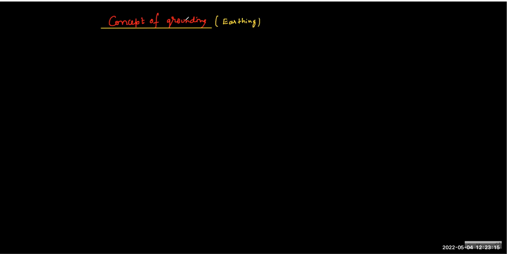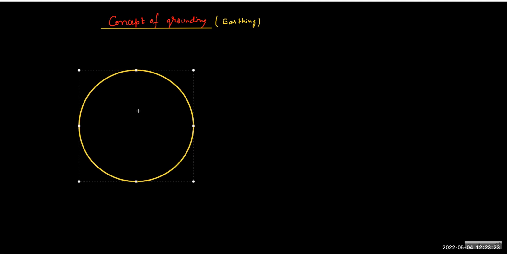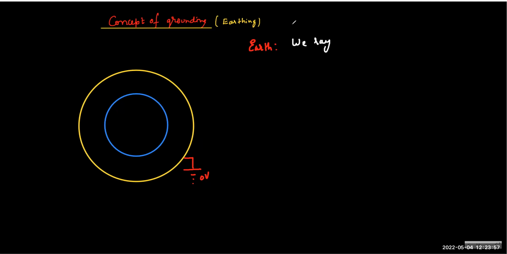So again, if I have a shell, and let's say we have two concentric shells. This is the symbol or diagram for the ground, which means it is connected to the earth. And there are some assumptions about earth in electrostatics.